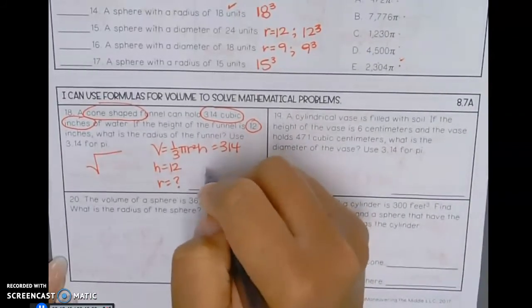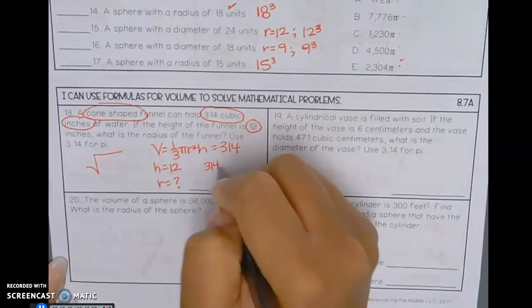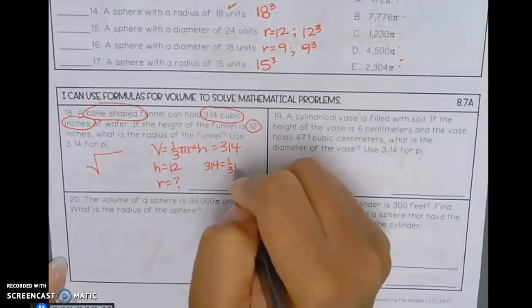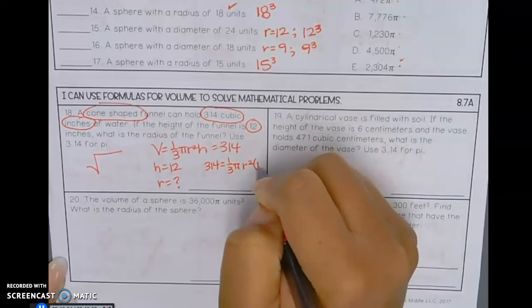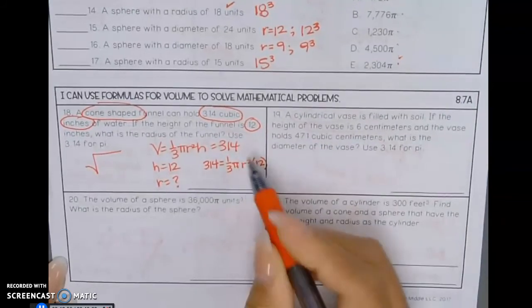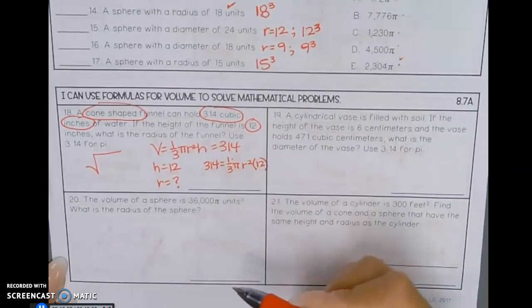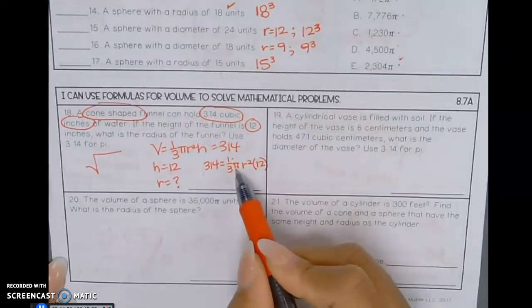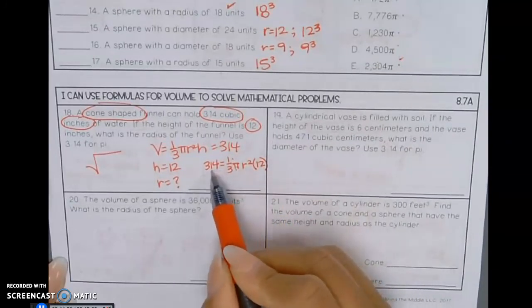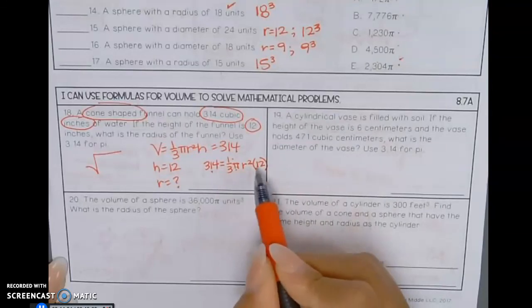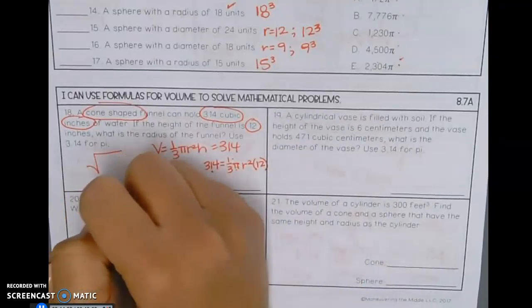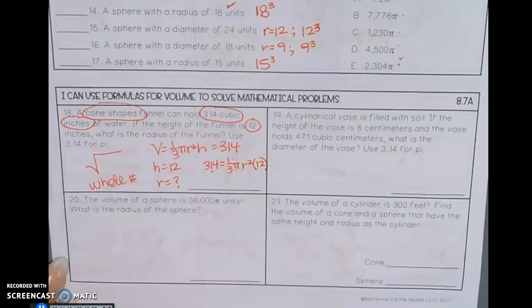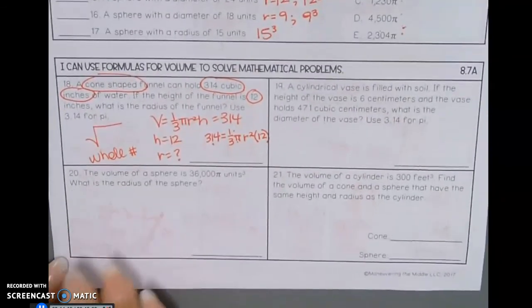So I'm going to plug in what I know. 314 equals 1/3 pi, don't know R squared, 12. Multiply 1/3 by 12, you should get 4 times pi, then divide 314 by 4 pi, and then square root it. This should be a whole number answer. I'll finish the rest on the next video.